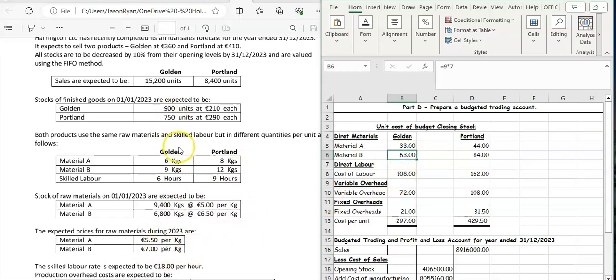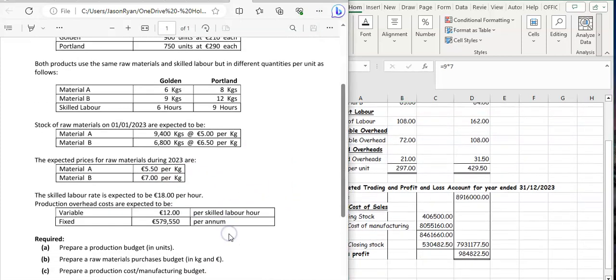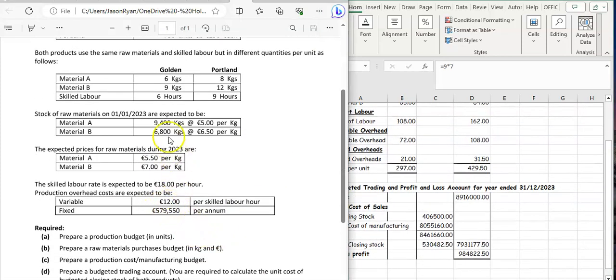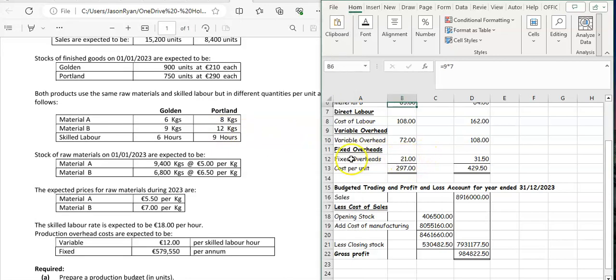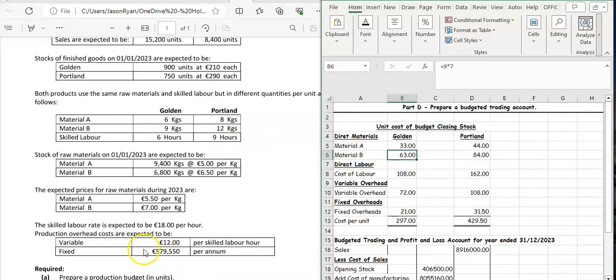Cost of labour then, so how many hours? It was 6 hours multiplied by 18, 9 hours multiplied by 18, and then for variable overhead, we selected down here, which was 12 by 6 and 9 for golden and Portland. Your fixed overheads then, so you need to take the fixed cost per unit divided by your total hours, so that was the number of units we're going to produce from part A, multiplied by 6 and multiplied by 9, and then we divide that into your total fixed costs.